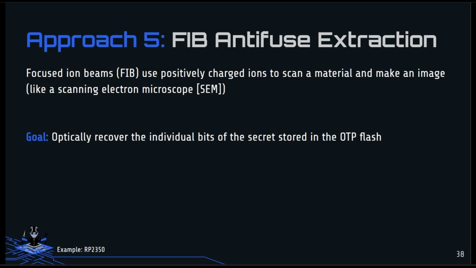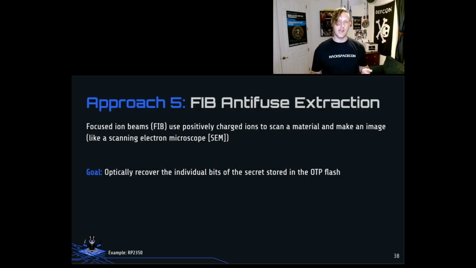And with approach number 5, this is our focused ion beam and trying to extract information from the antifuses. So if you remember the images we looked at, there was the OTP antifuse array. And I said those are the ones and zeros that held the secret data that we are looking at. And what we can do is use a focused ion beam to use positively charged ions to scan that and make an image of the antifuse memory and optically recover the individual bits of the secret that's stored in the OTP flash. And if you're familiar with fuses, antifuse is exactly the same, just inverted.